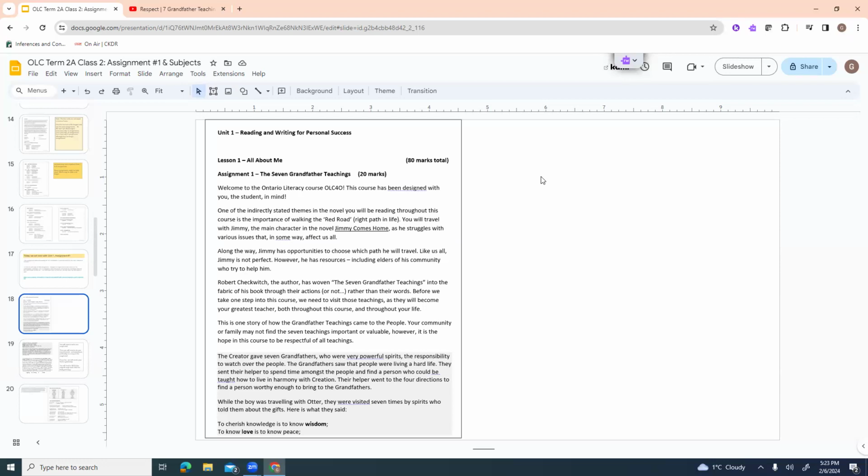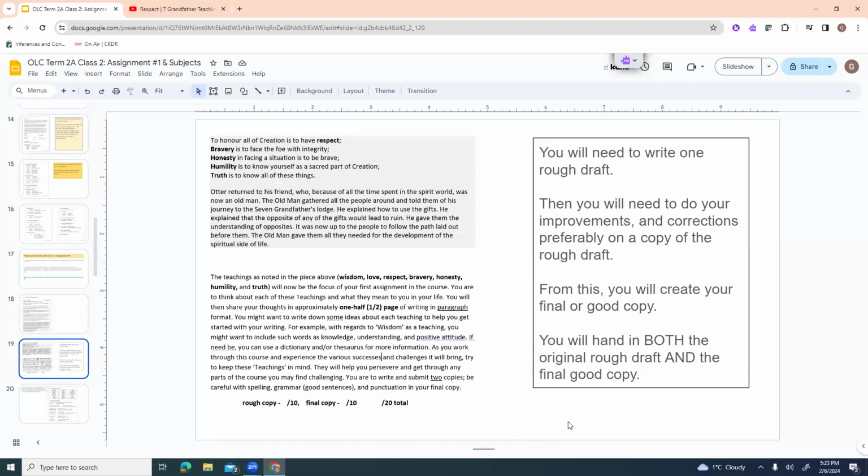To cherish knowledge is to know wisdom. To know love is to know peace. To honor all of creation is to have respect. Bravery is to face the foe with integrity. Honesty in facing a situation is to be brave. Humility is to know yourself as a sacred part of creation. And truth is to know all of these things.